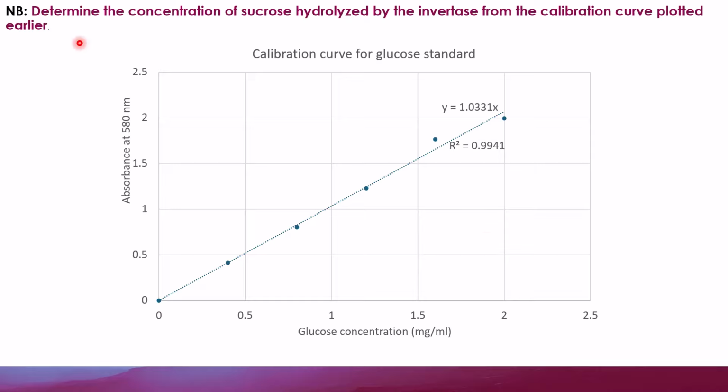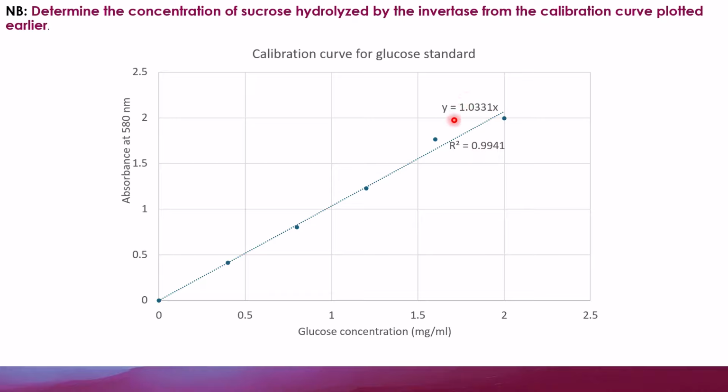So the next thing to do is to determine the concentration of sucrose hydrolyzed by the invertase from the calibration curve plotted earlier. And don't forget that we plotted this calibration curve in the first experiment. So this is the calibration curve for our glucose standard over here, and this is our line of equation, and this is our R square.